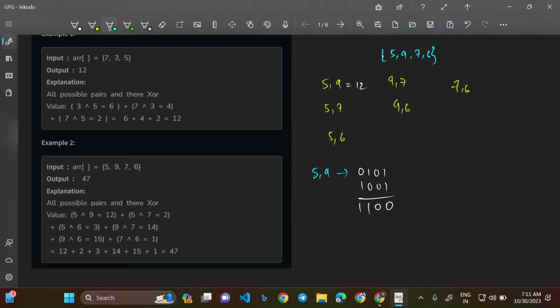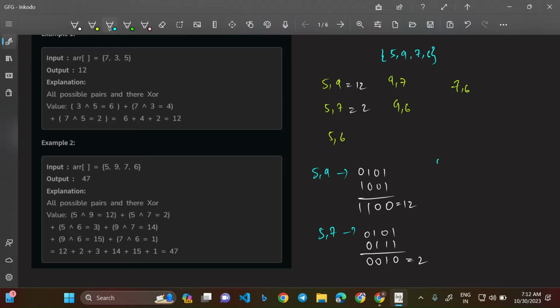Alright, coming to this, I'll just mention here this sum is 12. And coming to 5 7, 5 is 0101 again, and 7 is 0111. So what's the XOR of this? 1 XOR 1 is 0, 0 XOR 1 is 1, 1 XOR 1 is 0, 0 XOR 0 is 0 again. So what is the sum here? This is just 2. So here the sum is 2.